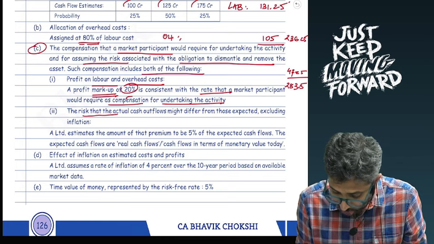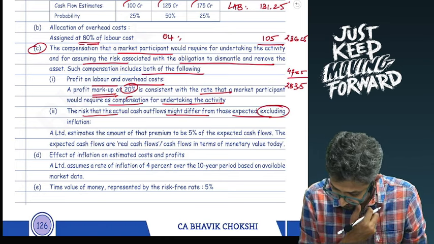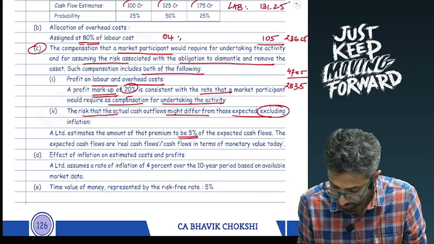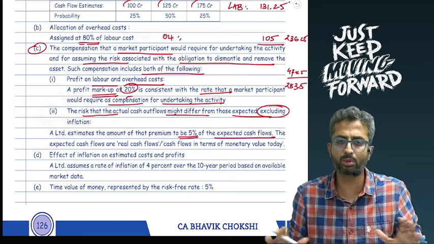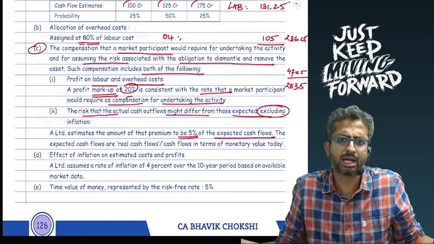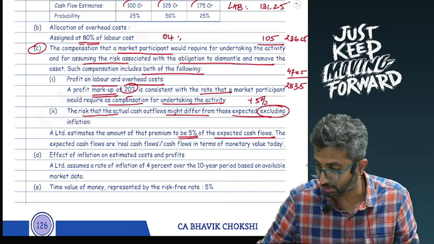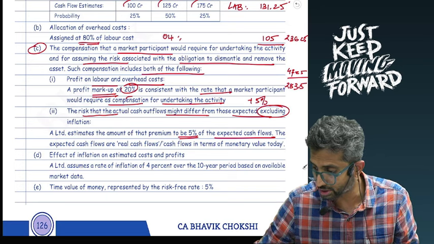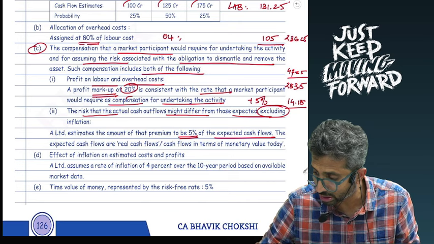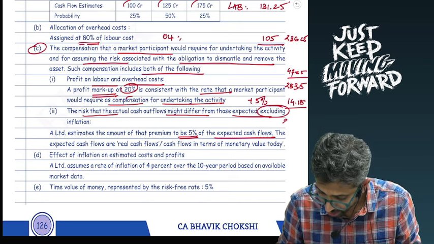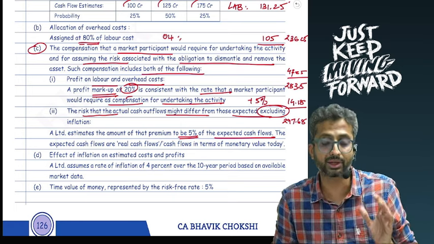But the risk that the actual cash flows might differ from those expected, excluding inflation. A estimates that the amount of that premium to be 5% of the expected cash flows. So expected cash flows are 283. Till now we have not been given anything regarding inflation. So in any case, we are not considering anything separately. There will be a plus 5% safety margin into 5%. So this is around 14.18 approximately. 14.18, and hence if I total this, 297.68. So this seems to be 297.68. This is what a market participant should be expecting.